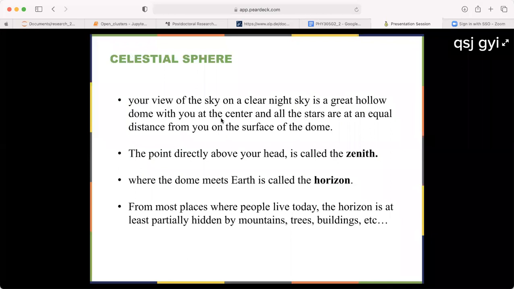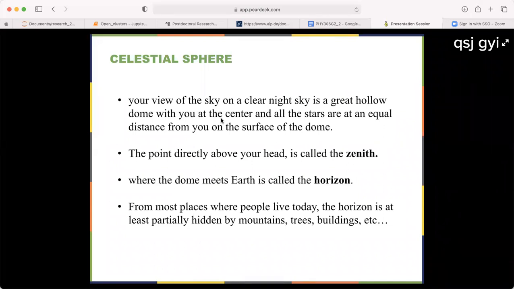Now let's see how our sky looks, right? The first thing that we are going to learn is the celestial sphere. If you go outside on a clear night, the sky looks like a hollow dome, right? So it looks like a hemispherical dome. And if you can see the complete sky, what you normally see is a hemisphere, right? This is what we call the dome.